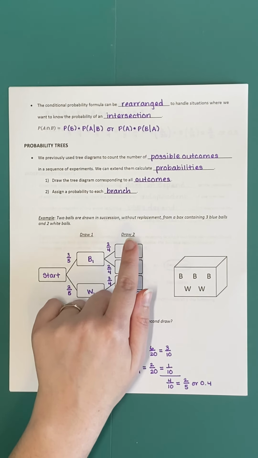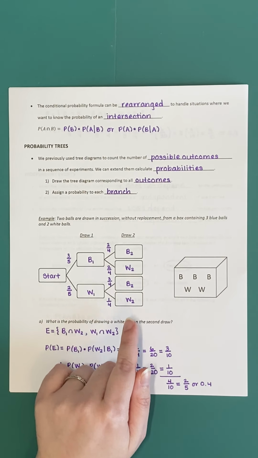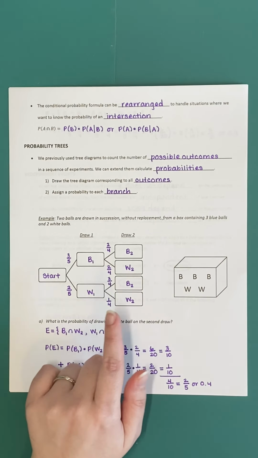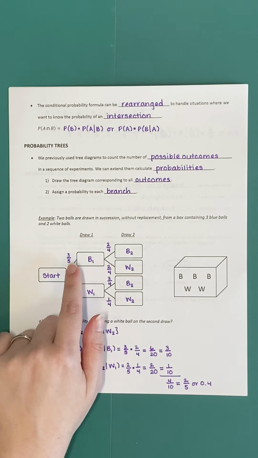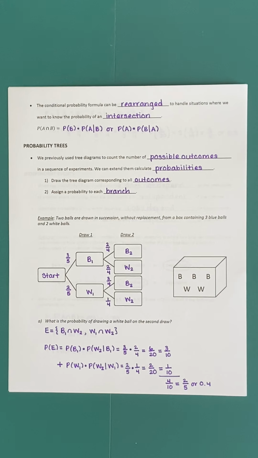Now, as we look at the second draw, because we're drawing 2 balls in succession, we have to analyze the impact of what happened on the first draw based on which path we're going on. We have to figure out all the different paths we could take and what happens along that particular path based on what happened before. In other words, we are conditional on the previous event occurring or not occurring.